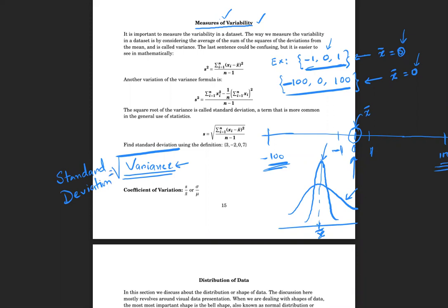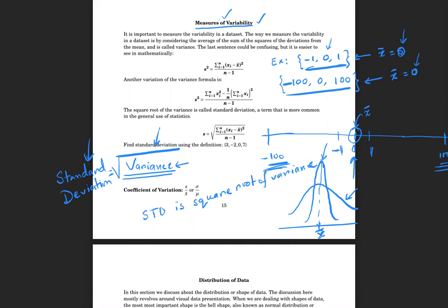Standard deviation. Most of the time we will be using this term, and sometimes we will be talking about the variance, which is the square of the standard deviation. So you can think of variance as the square of the standard deviation, or standard deviation as the square root of variance.